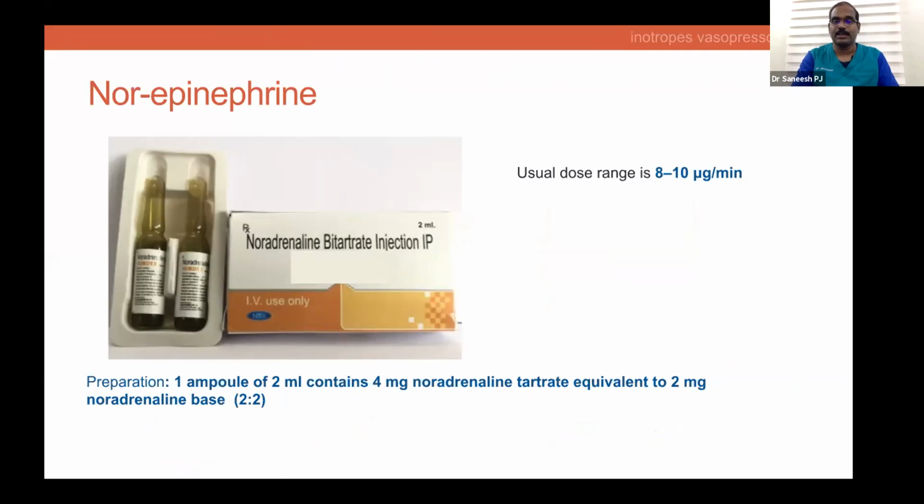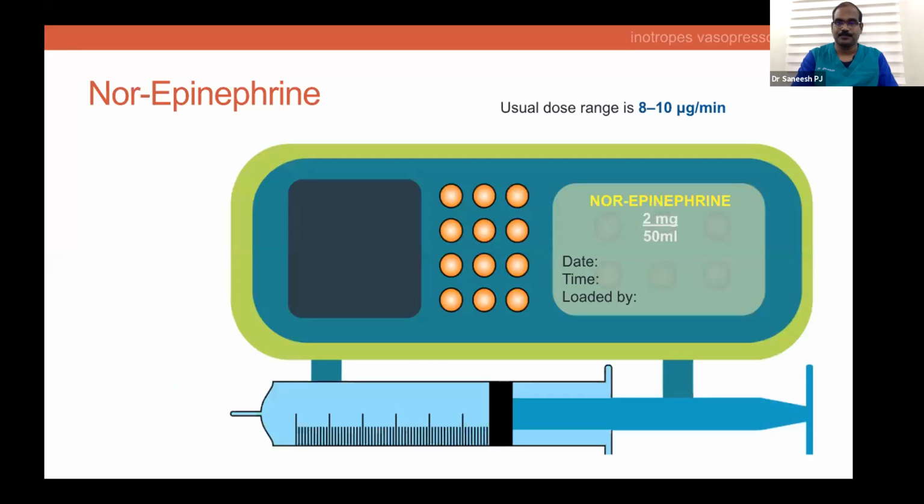Norepinephrine, as you know, the usual dose is 8 to 10 mics per minute. The preparation, if you read carefully, says 1 ampule of 2 ml contains 4 milligrams of noradrenaline tartrate, equivalent to 2 milligrams of noradrenaline base. That means 2:2. 2 ml gives 2 milligrams of noradrenaline base.